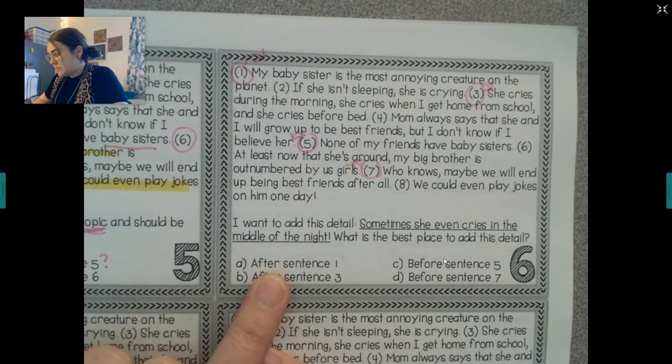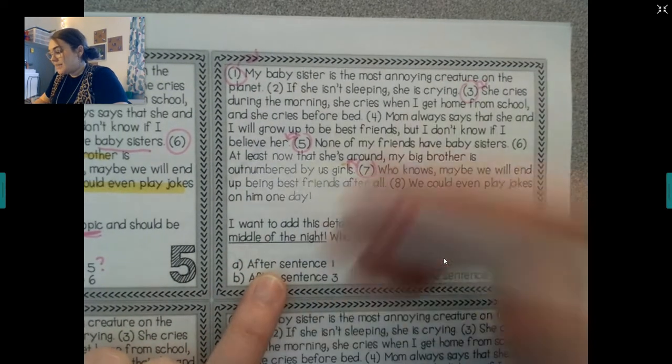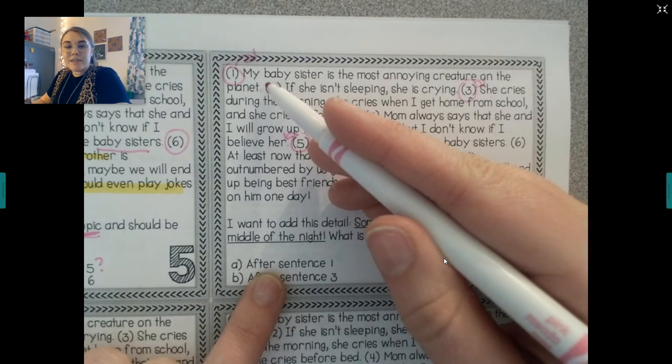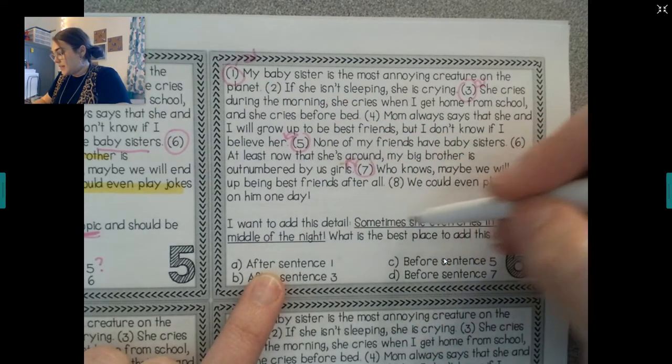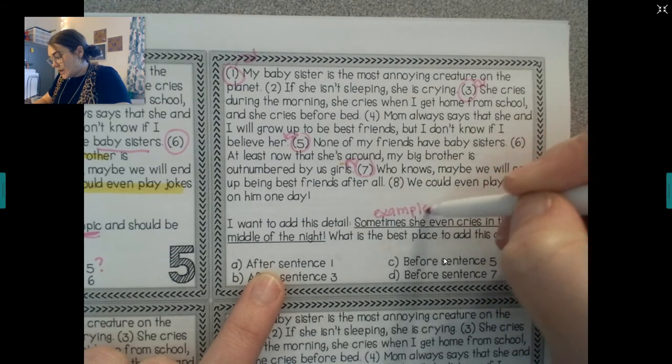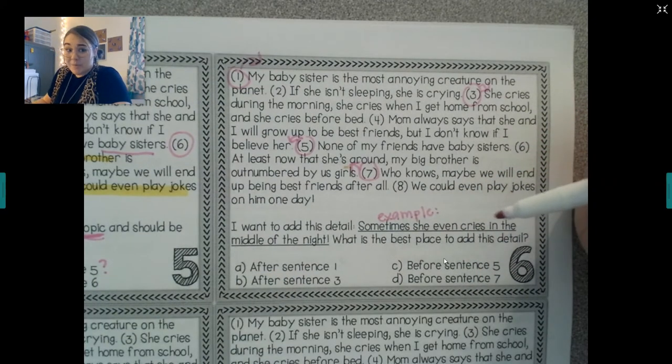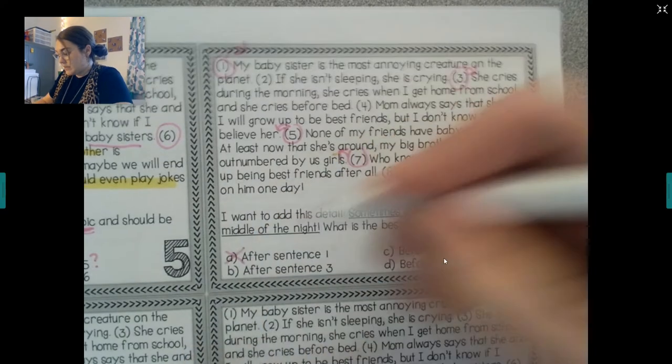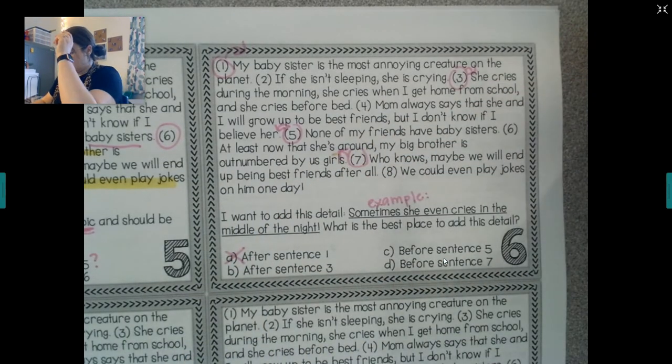I don't think that's a good place to put it. It didn't even talk about crying yet. It hasn't even introduced that detail. So this would be an example. If it hasn't introduced that detail yet, I can't add an example. That wouldn't make any sense. So let's keep reading and see if it goes after sentence 3.